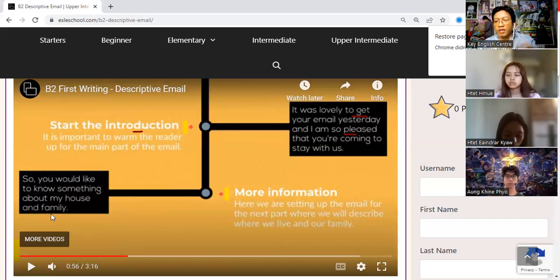So respond to that statement. Do you want to know? Would you like to know? What is different? Do you want to know is for informal. Would you like to know is formal. It means that you are showing respect to your cousin. You are a good sister. So that is the informal way of writing. Okay. Next.